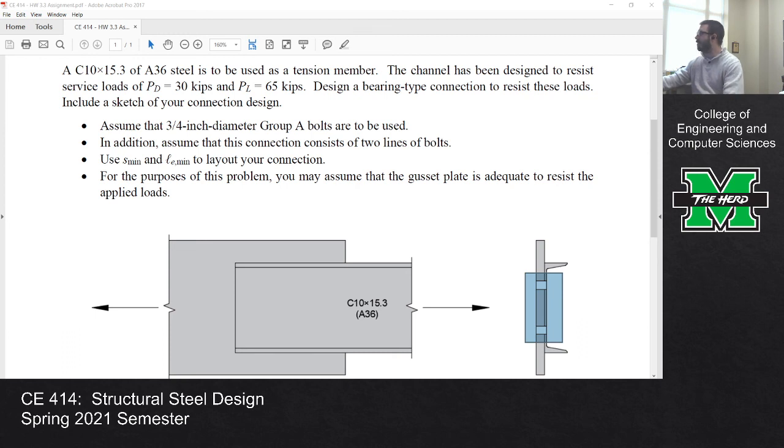On Monday, we're going to do slip critical connections. And then on Wednesday, we get into the other world. We talk about welding.